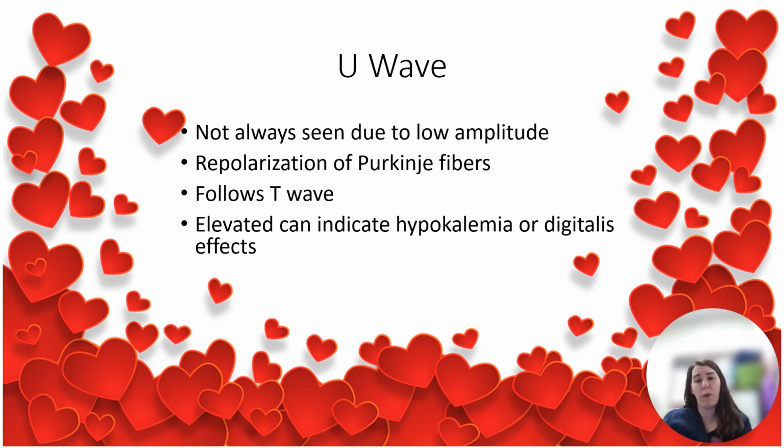And then we have a U wave. It's not always seen, so we may not see it, which is a good thing, because it does have a low amplitude. It's repolarization of the Purkinje fibers. It follows your T wave. If it's elevated, it can indicate hypokalemia or digitalis.